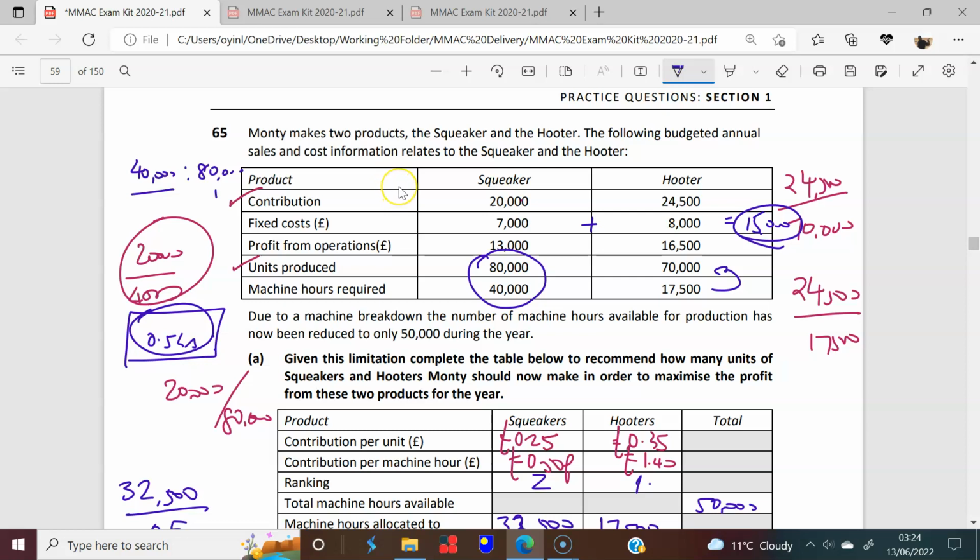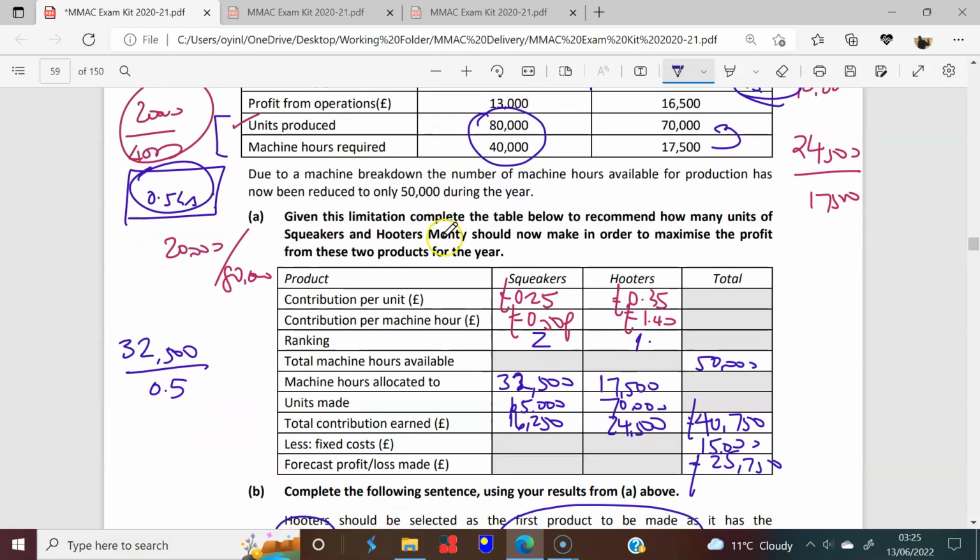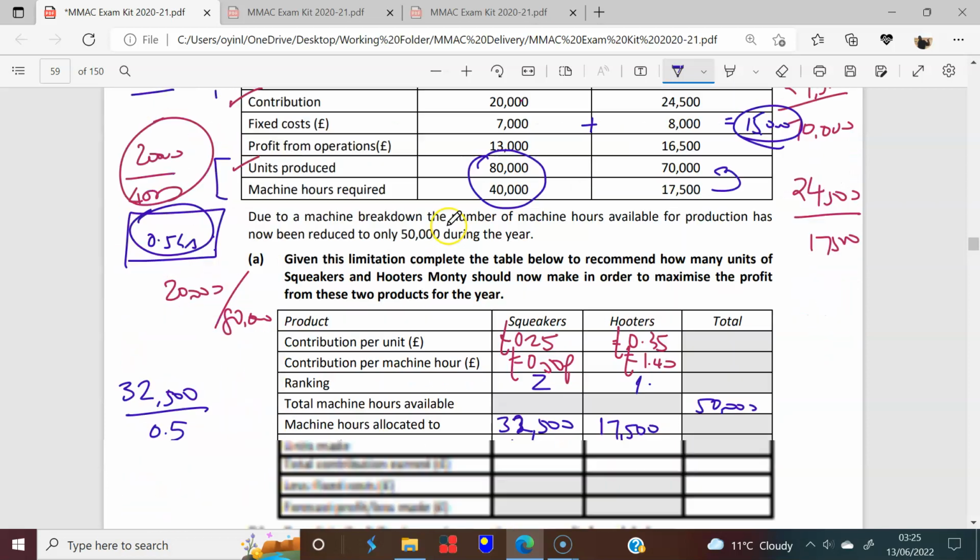Because I think following what they wanted here, they gave us contribution and they wanted us to find what we needed from here, the contribution per machine hour, literally by comparing the contribution and the machine hours. And that's what we did. Yes, contribution per machine hour and contribution per unit. Although I think in another context we could also have found how long it takes to find this, but they did all of that up here. Okay, great stuff. And that is question 65.